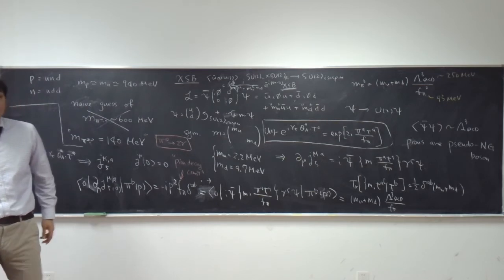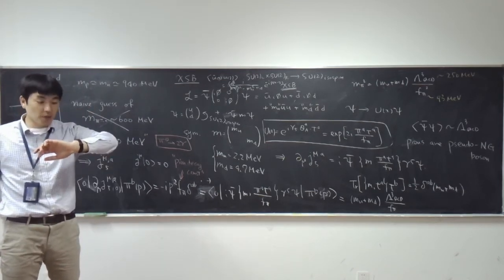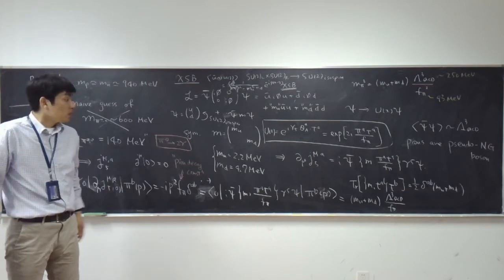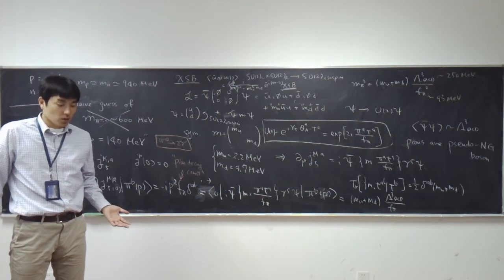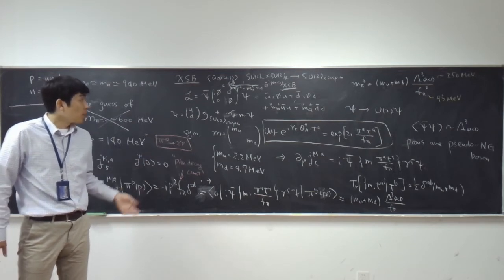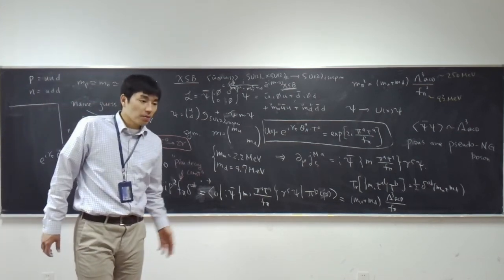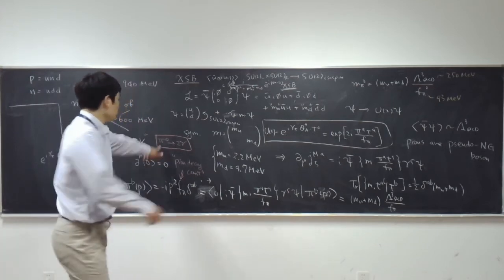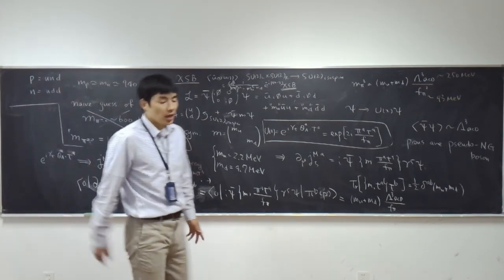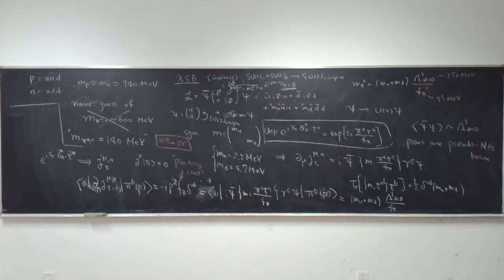Okay, I think it's a good time to take a break. So we talked about the Nambu-Goldstone bosons and chiral symmetry breaking. And then in the second half of the lecture, I'm going to talk about the pi 0 to 2 gamma and the Higgs model. Okay, let's take a 10 minute break.